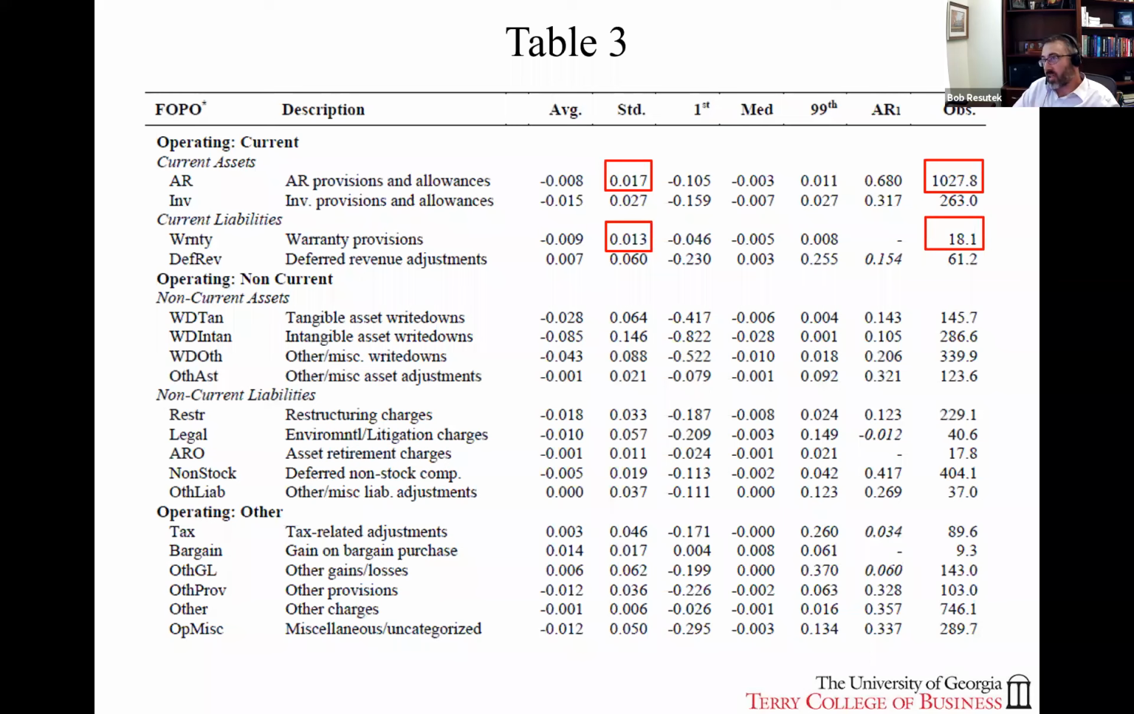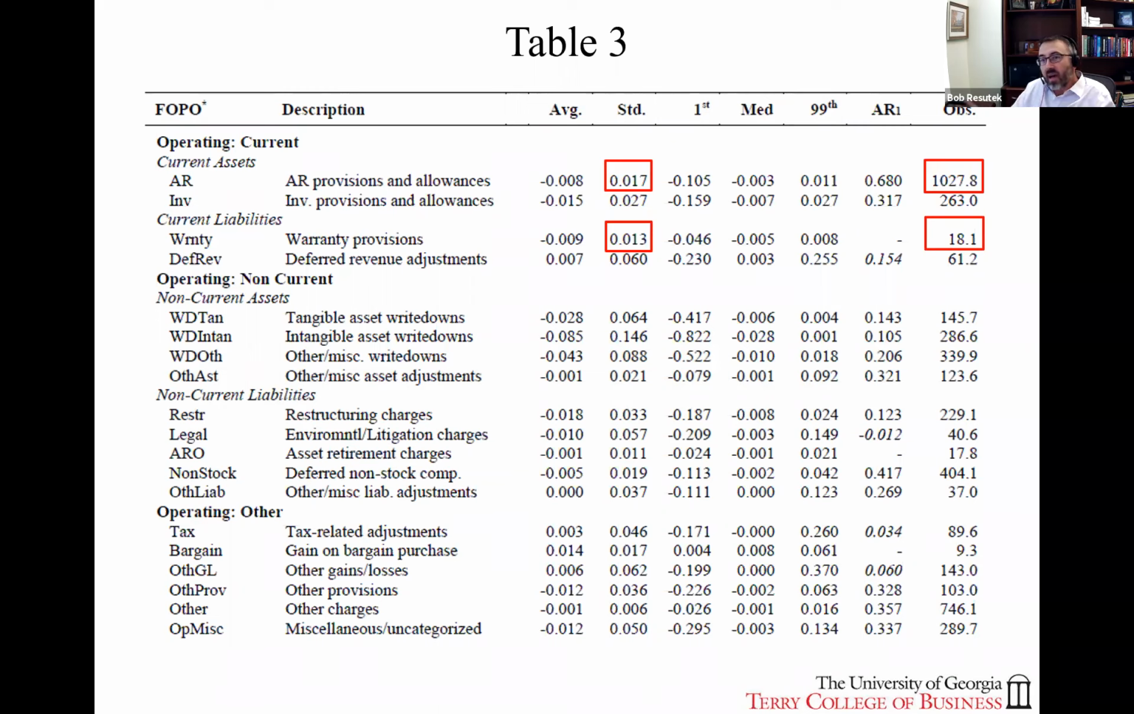Warranties are sort of interesting. I think this is something I alluded to earlier. Only 18 firms per year are reporting a warranty expense in their filings that reconciles into FOPO. So to the extent people want to allude to the idea that managers are manipulating multiple things at the same time, it could be. But it's neat to know now that warranties don't seem to be what they're manipulating, because it's not even showing up as a reconciling item on the statement of cash flows.